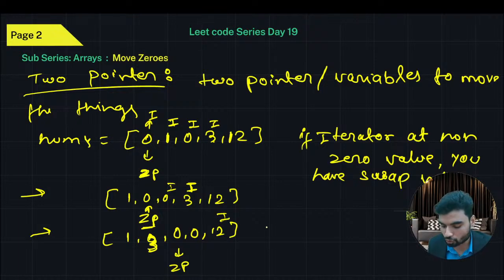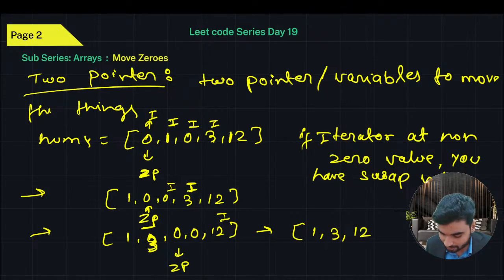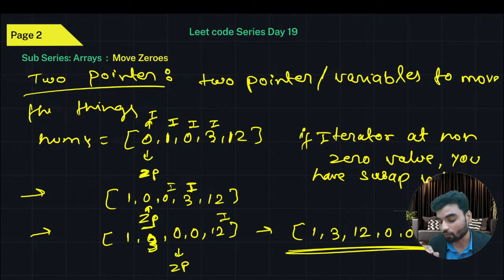Again you have a non-zero value, which means again you have to swap. I'll do a dry run after writing the code, so you don't have to worry about it. Now at the zero pointer, 12 has come, and 0 goes to the iterator. We have reached the end of the array, and you see, in place, we have all the zeros at the right part. That's what we had to do.